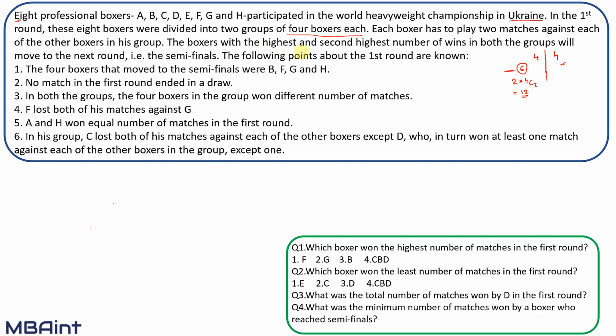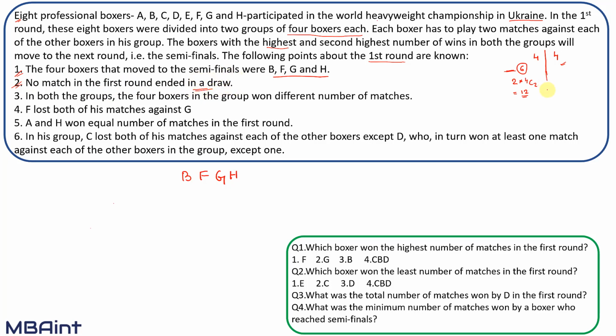Now, the boxers with the highest and the second highest number of wins in both the groups will move to the next round, that is the semi-finals. The following points about the first round are known. So let's see what the points are. The first point says that the 4 boxers that moved to the semi-final were B, F, G, H. So these are the 4 boxers that have moved on to the semi-finals. The second point says that no match in the first round ended in a draw. So no match ended in a draw.